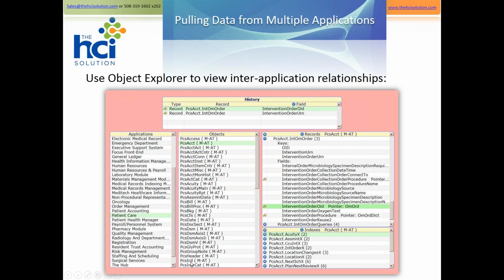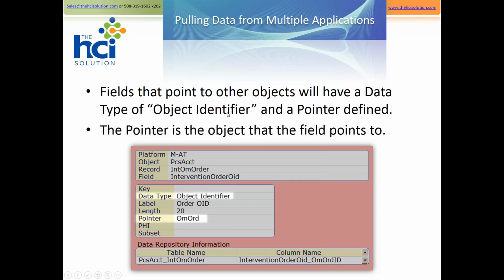On the next slide here, if we clicked on that field, the next screen would be brought to our attention. And you can see by looking at the data on this field that the data type is an object identifier. And that means that field points to another object in Meditech. And then the pointer is what object that this field points to.